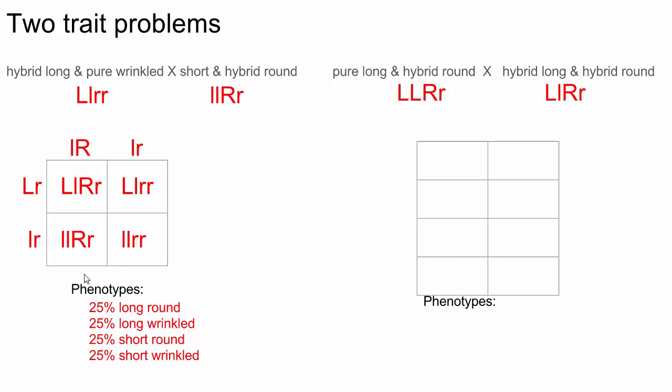So, let's start with this parent. We have pure long crossed with a round hybrid, or heterozygous. So what are the possible gametes that could be formed from this parent? Chloe, what gametes could this plant form? Big L, big R, big L, little r. Correct. So it's going to get a big L. That's the only possibility here. And it could get the big R, or it could get the little r.